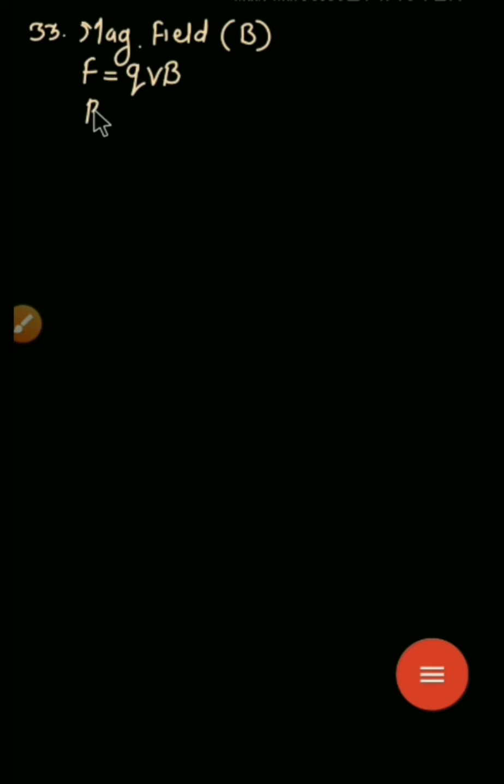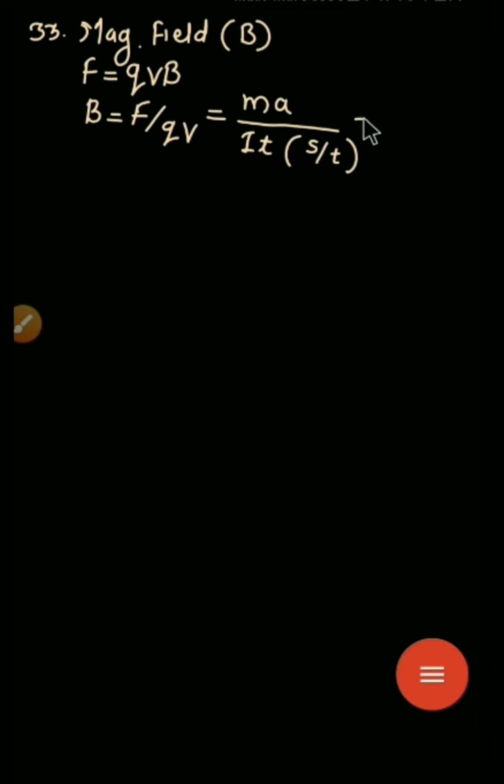So, from this equation we can write B is equal to F upon qv. Here, F is nothing but force. We can write force is equal to mass into acceleration, q is current into time, and velocity is displacement upon time. If we solve this, we will get acceleration. Mass is fundamental. I and T are also fundamental. This length is fundamental and this T is also fundamental. This T will get cancelled here.